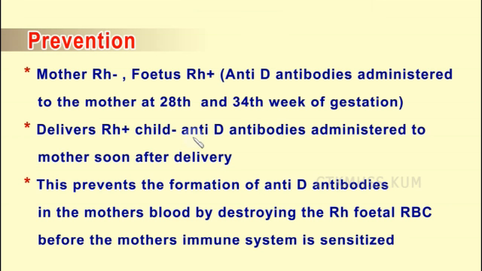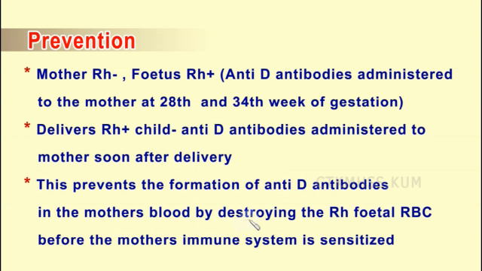So, immediately when the RH positive child is born, this mother's body will be sensitized. So, immediately anti-D antibodies will be administered to the mother soon after delivery. Why? Because the next child should not be affected. This prevents the formation of anti-D antibodies in the mother's blood by destroying the RH positive fetal RBC.